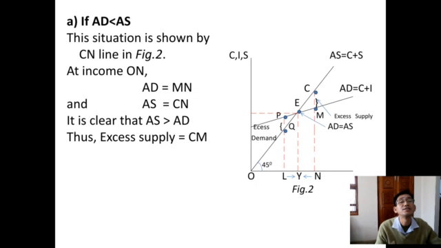We all know that excess supply is CN minus MN, that is CM. This is the extra or excess supply.